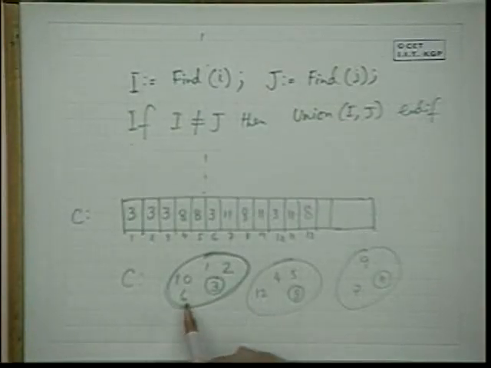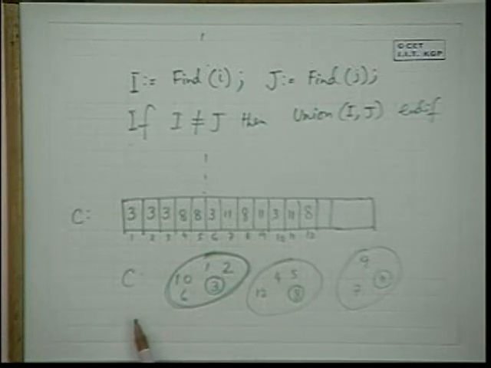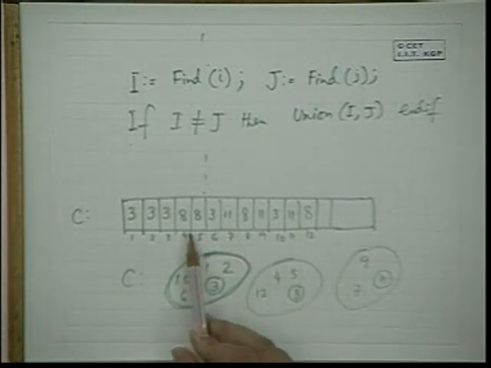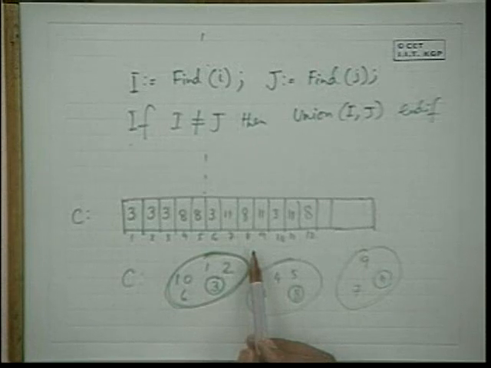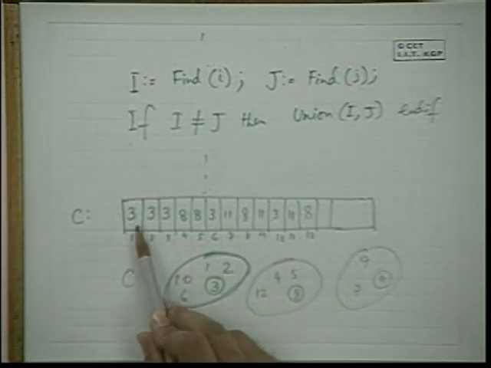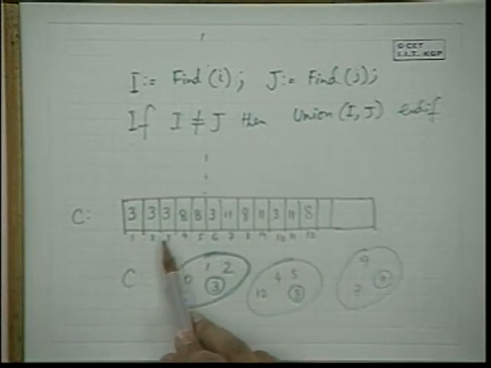But what about union operation now? Suppose you have been given 2 sets. Let us go back to the previous example here. In this example, suppose the set 3 and set 8 have to be union. In that case, either we have to change the name of all the elements in the set 3 to 8, or all the elements of the set 8 to be named as 3. Either of these we have to do to retain the invariance that this is the way we are going to represent.